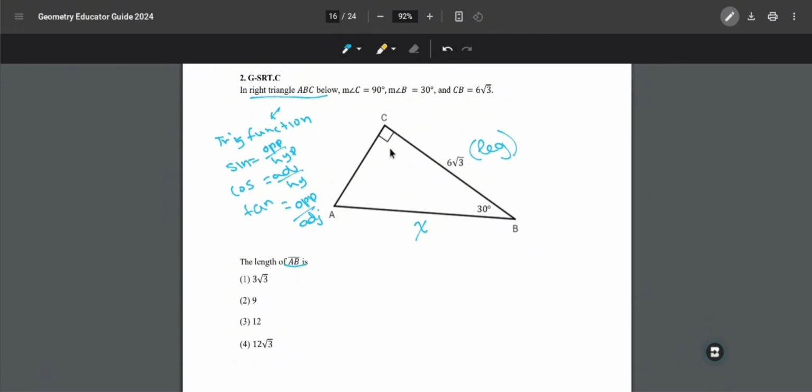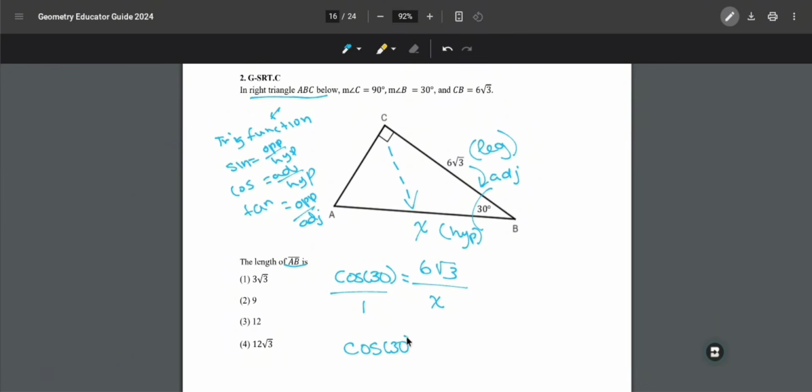So I can see that my x is across from the right angle. If it's across from the right angle, I know my x that I'm looking for, side AB, is my hypotenuse. And I can see that the side 6 square root of 3 is adjacent to the given angle, 30. So if I have adjacent and hypotenuse, I'm going to be using cosine. So cosine 30 is equal to 6 square root of 3 over x.